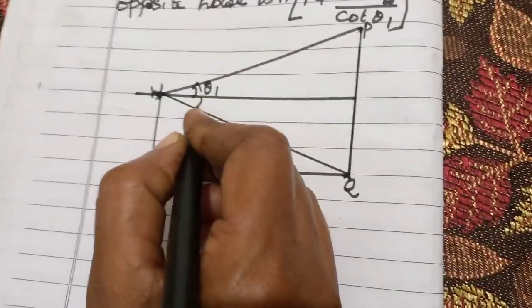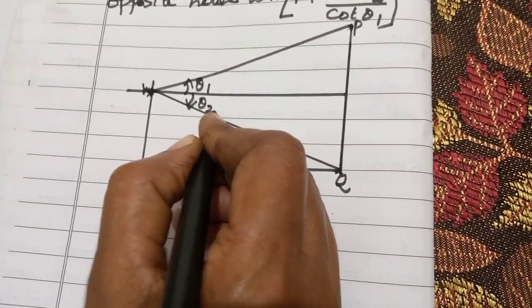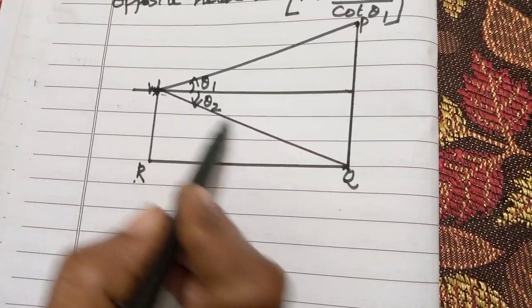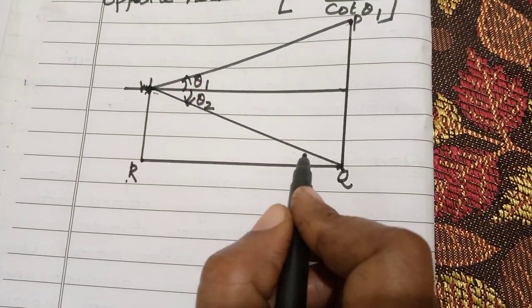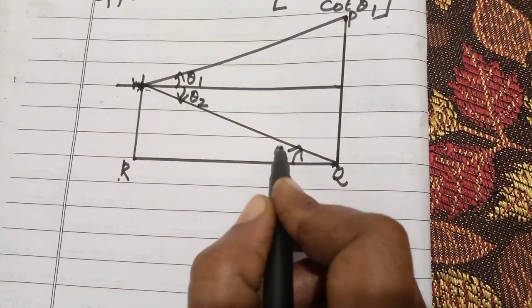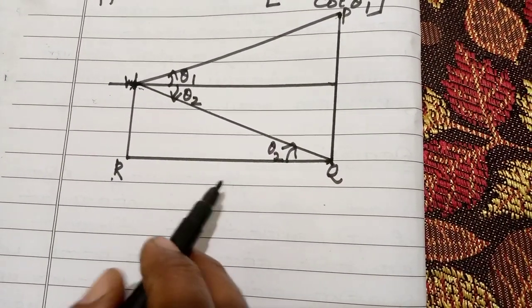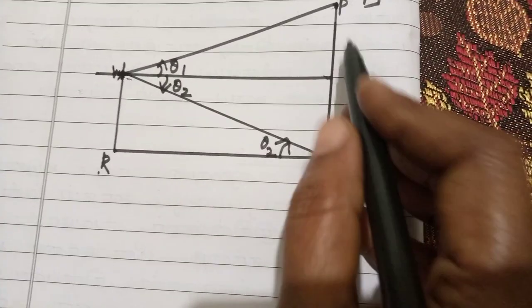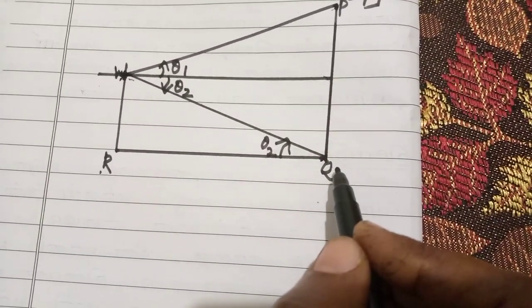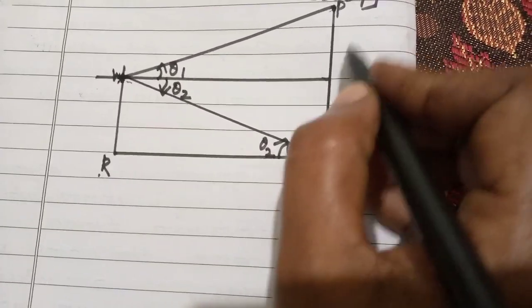It is theta 2, the angle of depression. Here both the angles are alternate angles, so this will be theta 2. What are the values given? Let's write here. Before that, this one, PQ. PQ be the height of the opposite side house.